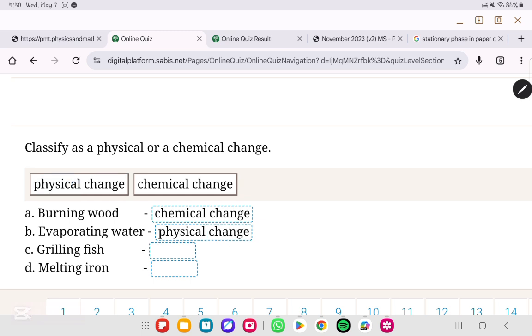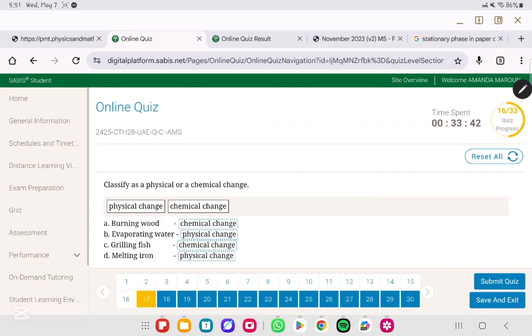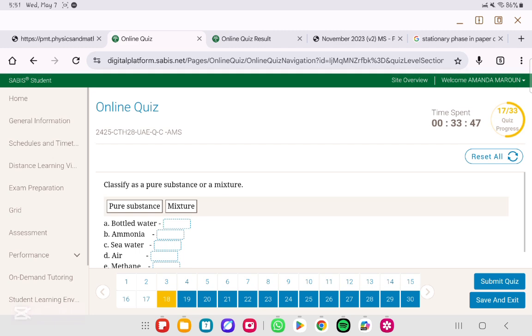Grilling fish. When I grill a fish, can I ungrill it? Have you ever heard of ungrilling a fish? No. So this is a chemical change. And then finally, melting iron. This is a physical change, because you can cool it and it will be back to normal. We move on to question number 18.